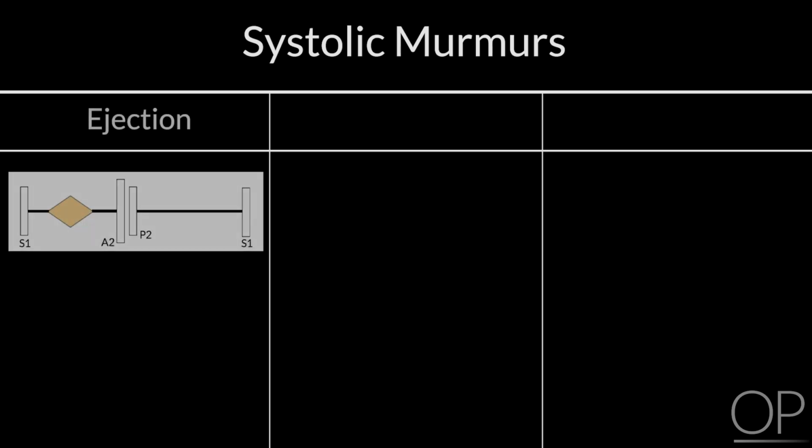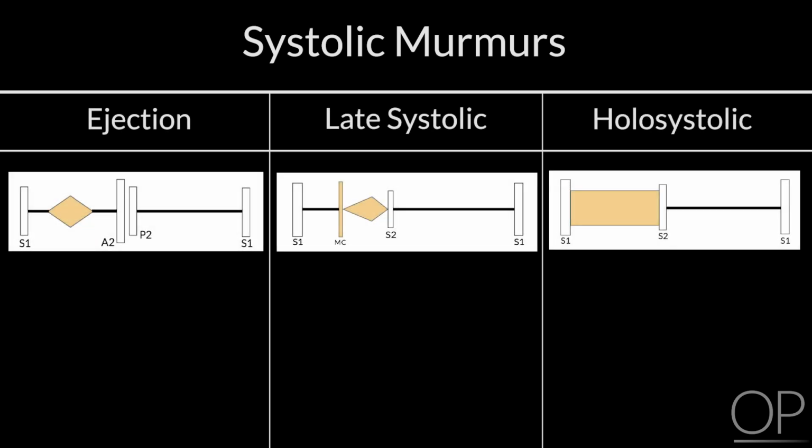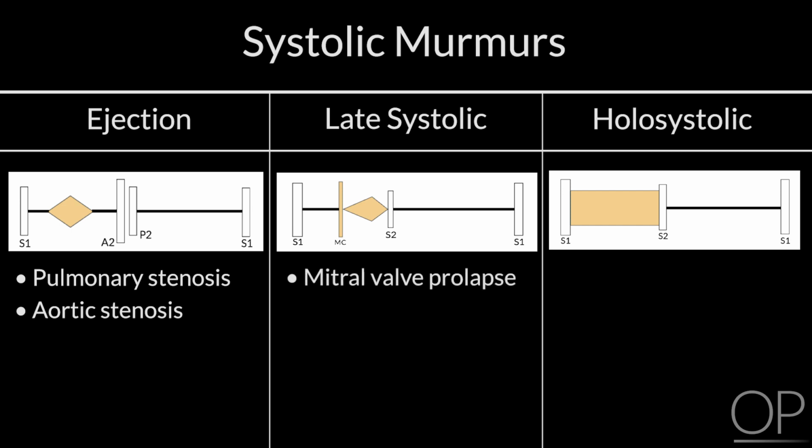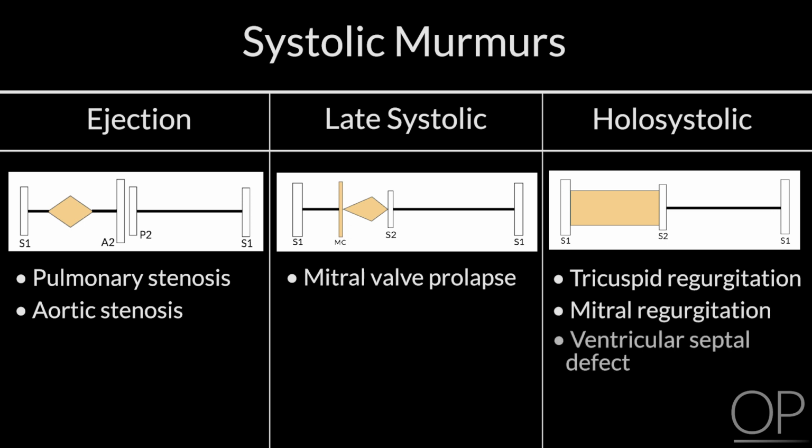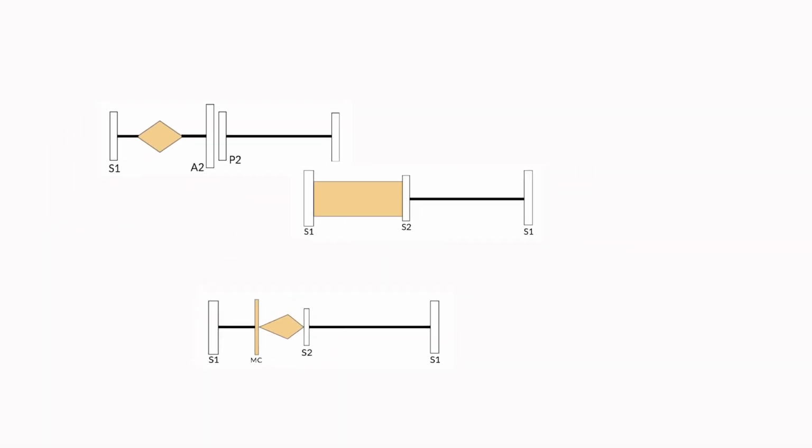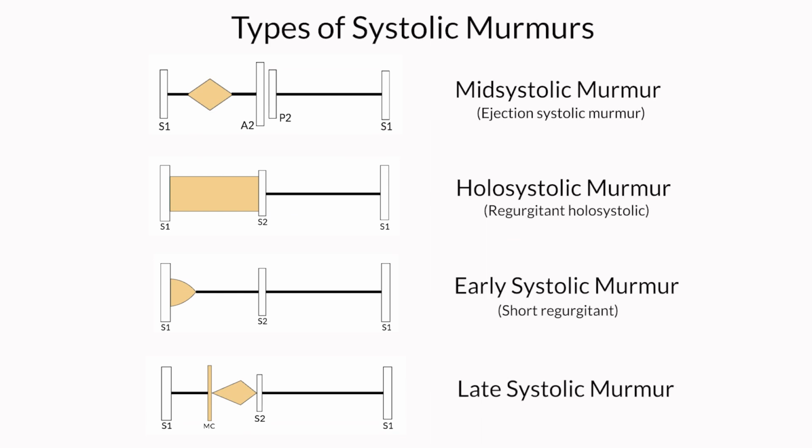Systolic murmurs are divided into 3 categories: ejection, late systolic, and holosystolic. Ejection murmurs are usually reflective of pulmonary stenosis or aortic stenosis. Late systolic murmurs are usually reflective of mitral valve prolapse, and holosystolic murmurs are usually tricuspid regurgitation, mitral regurgitation, or a ventricular septal defect. This is a helpful chart in terms of breaking down the ways that systolic murmurs sound.